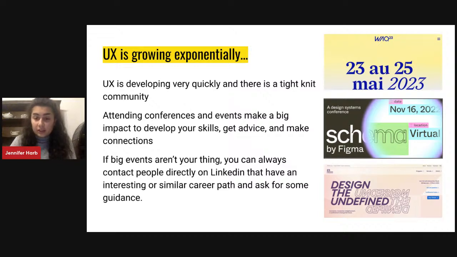If you're starting out, you can also meet a lot of great people to get advice from them and make connections. If big events aren't your thing, which is totally fine, you can always contact people directly on LinkedIn or via email if you have it, that have either interesting or similar career path, and ask for some guidance, or if they have time to chat with you. Some people are very open to that, and it's actually worked for quite a few people that I know, and even worked for me. And it can make a really amazing difference if you find a mentor who you can rely on and share your experiences with.